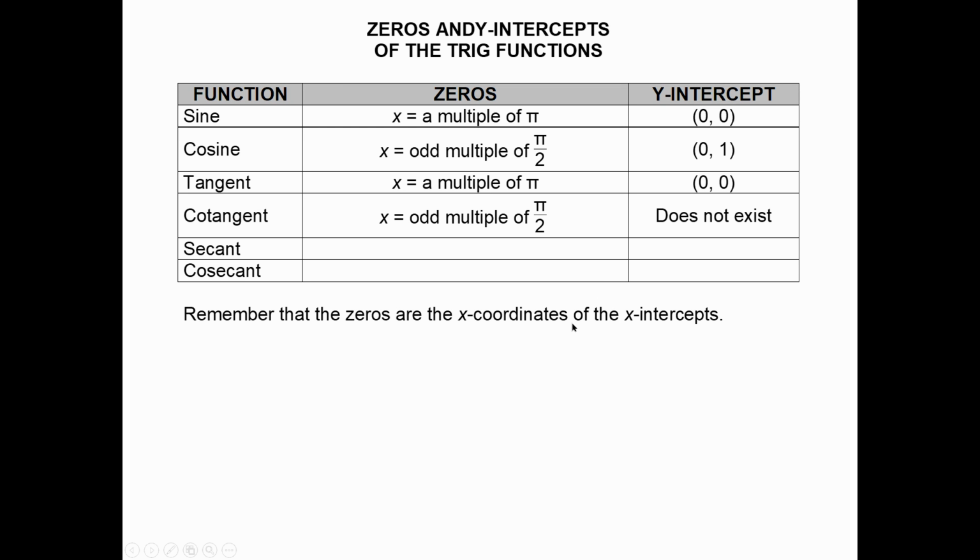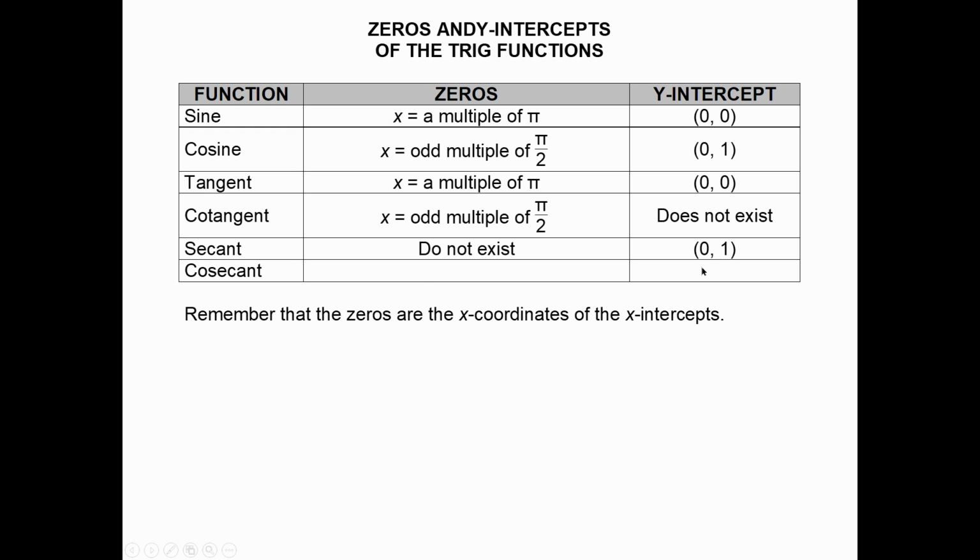The secant, the zeros, there aren't any. Remember, it spits out numbers that are bigger than 1 or less than or equal to minus 1. So zeros, none. Remember, the secant is the reciprocal of the cosine, so it should have the same y-intercept, 0, 1. The cosecant, it's like the secant. It has no zeros. The cosecant is the reciprocal of the sine, but remember, it can't get down to 0, so its y-intercept does not exist. And again, remember, zeros are the x-coordinates of the x-intercepts.